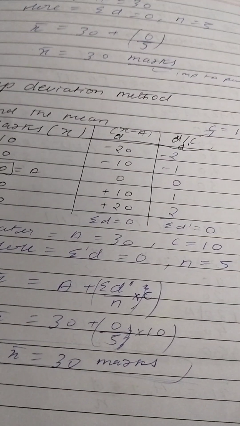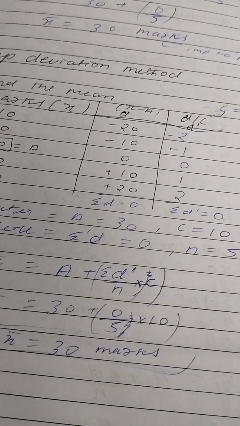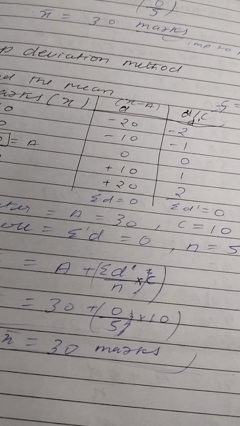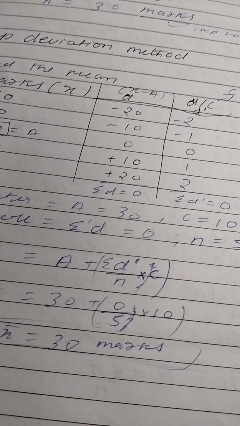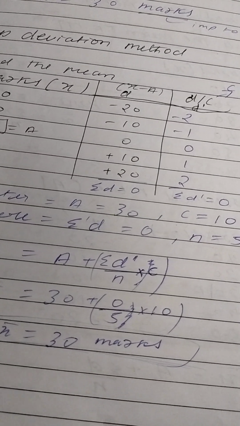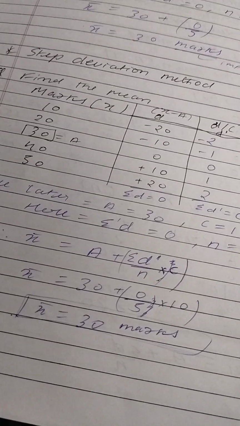As we know, in the assumed method, it is the exact value, so that is the reason 30 marks is there. But if any other number is there, like here 30 is the actual mean, but if you have taken any other, it must be different from the observations. Then we have the step deviation method.